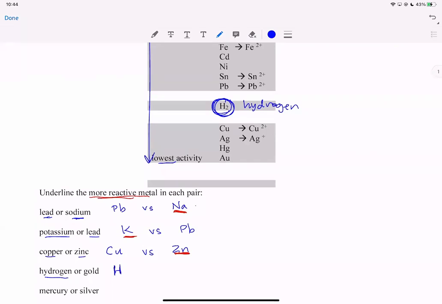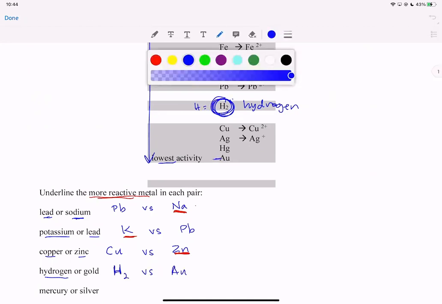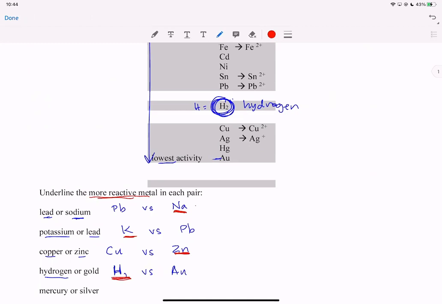Okay, so this is just H compared to gold, which is Au. So you can write H or you can write H2. What you're looking for is just hydrogen on there. So H, H2, they are equivalent. And so which is more reactive? The gold is down here, hydrogen is up there. So who's more reactive, H2 or H, if you find it.